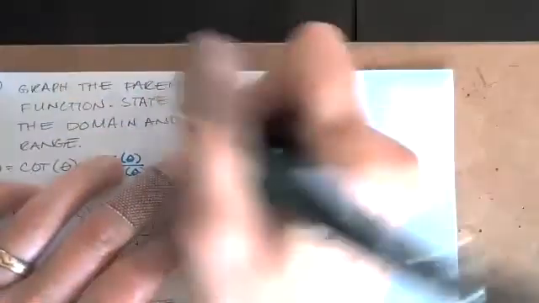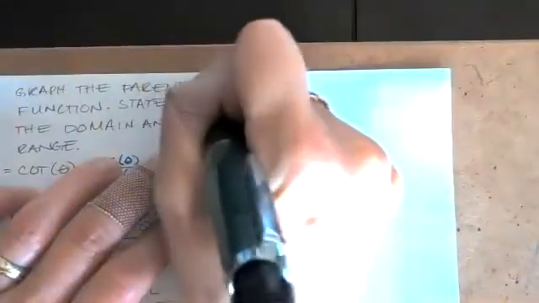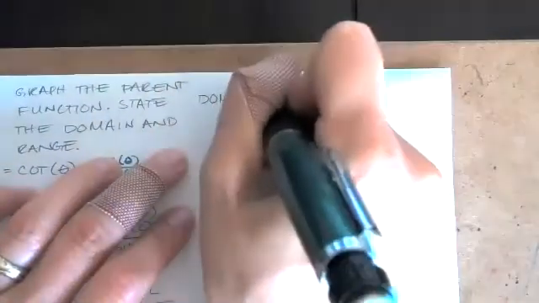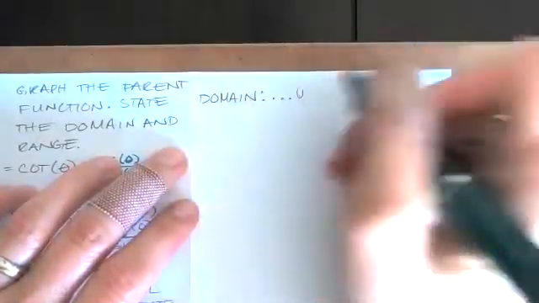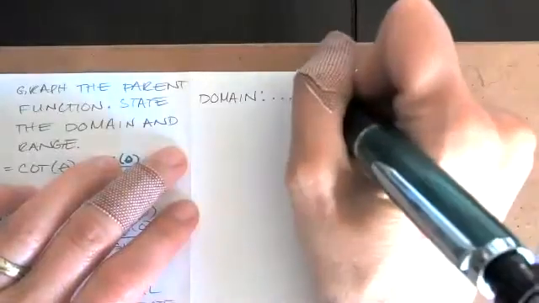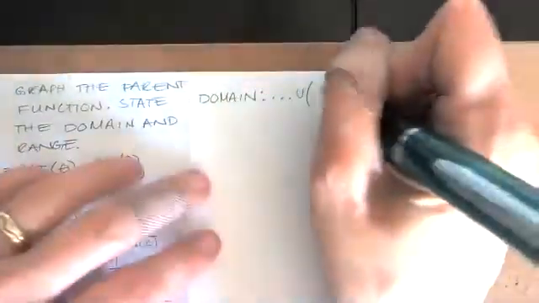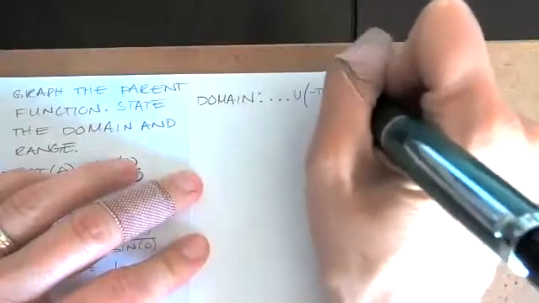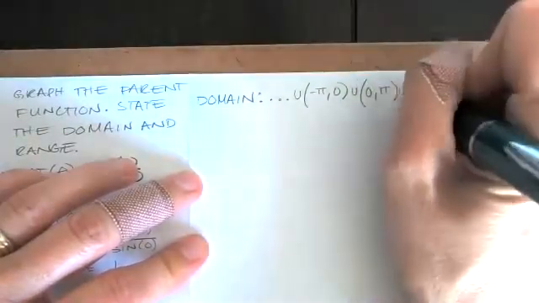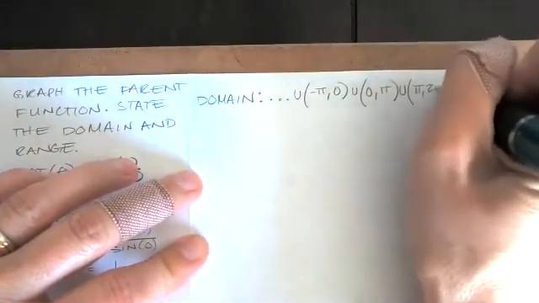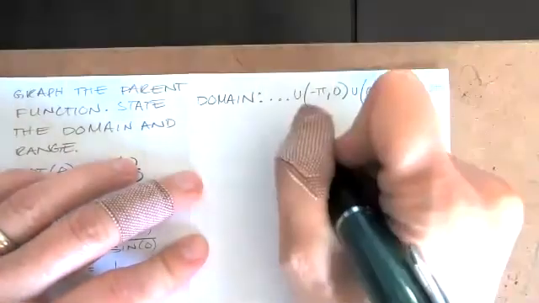Okay, so notice the domain is going to be chopped up because of the vertical asymptotes. So we're going to use our same interval notation with the unions. So the domain, there's a more concise way to put it, but you'll learn that in pre-calculus. So we have negative pi to 0 and 0 to pi, and we can tell pi to 2 pi. So then union dot dot dot.